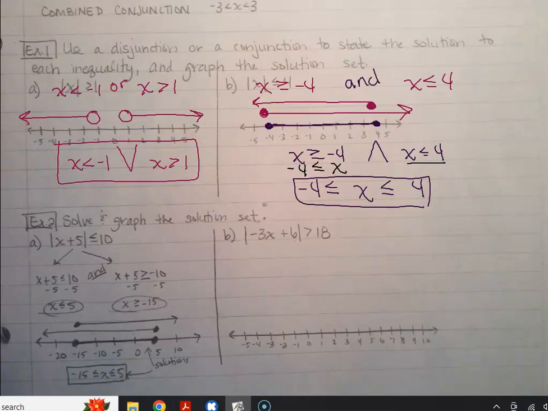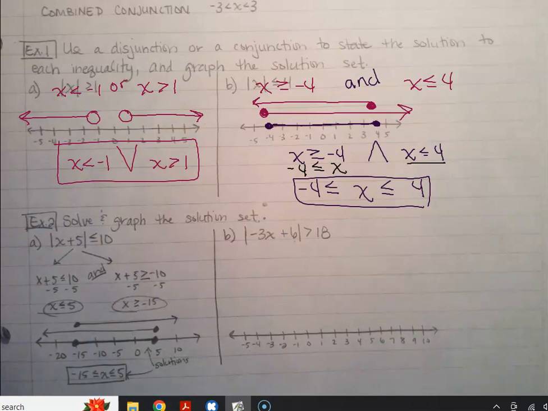Example 2, then we need to solve and graph the solution set. Again, this is what we did on Thursday. What has to happen before we split the equation? We have to get the absolute value alone.